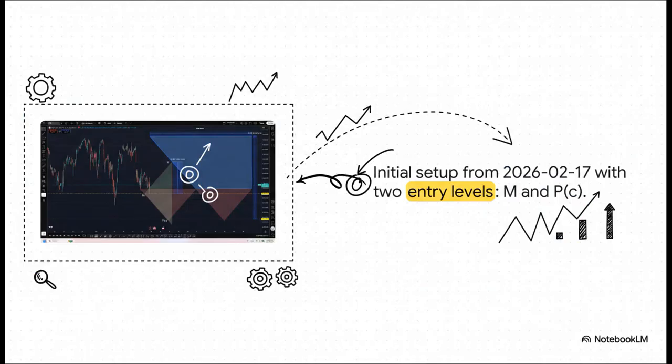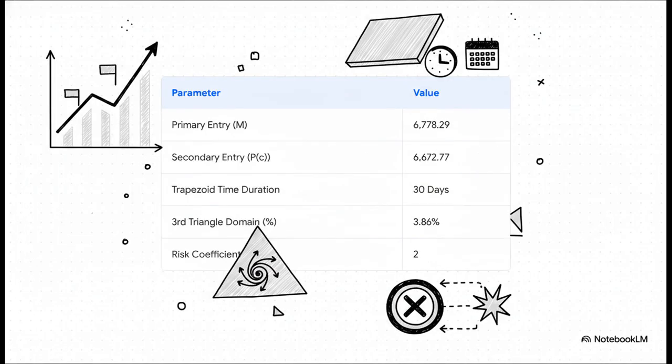And here's what that plan looks like on the chart. You can see the initial setup has two potential places to get in. The first one, that's the primary entry marked as level M, and the second one down at level PC, that's kind of like a backup. It just provides a little flexibility, depending on what the market decides to do.